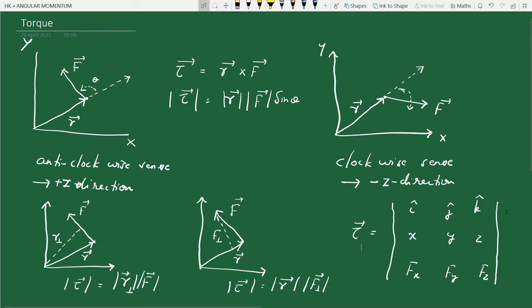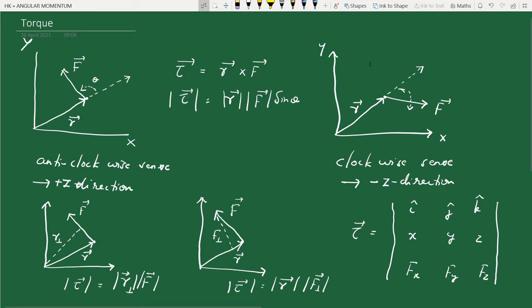Now torque in rotational motion is analogous to force in linear motion, but they are only analogous. They have differences also. The main two differences between torque and force are: force acting on a body is independent of the choice of the origin of the coordinate system. Whatever our choice of origin, force will be the same. But torque acting on a body depends on the choice of the origin, that means with respect to which origin we are measuring the torque.